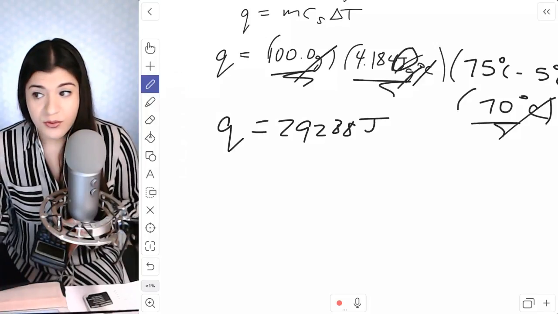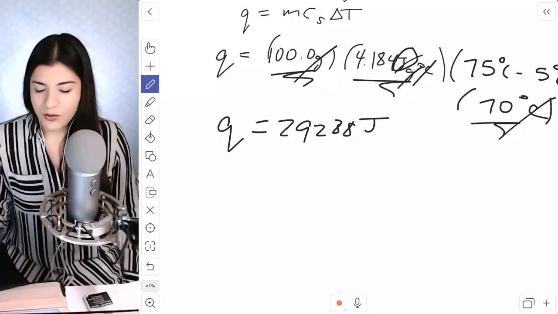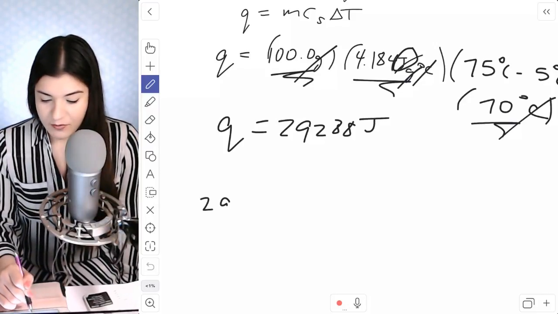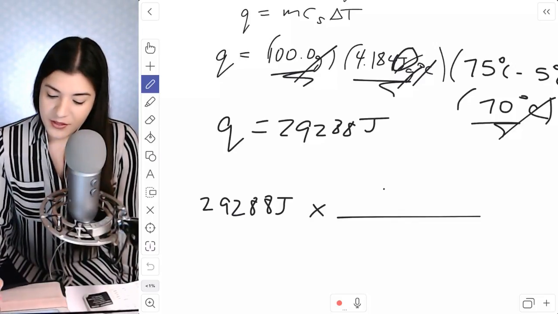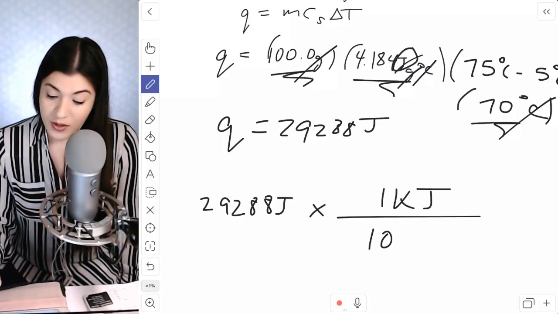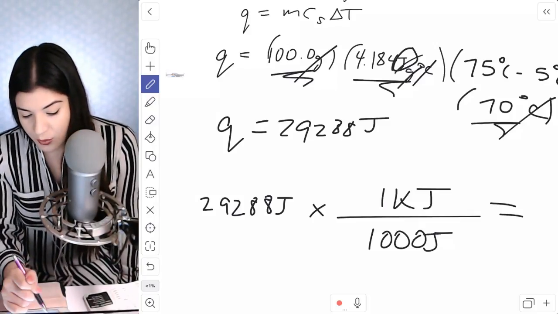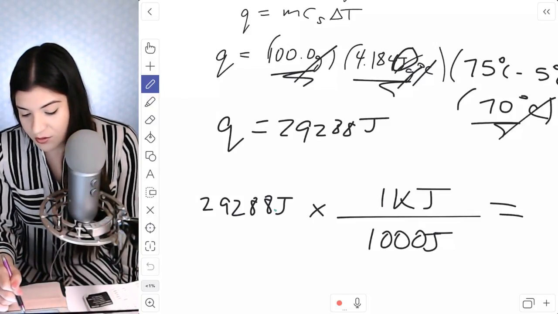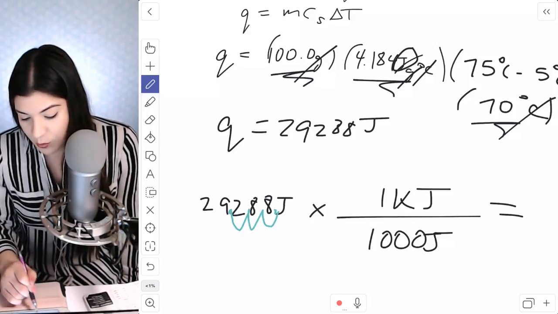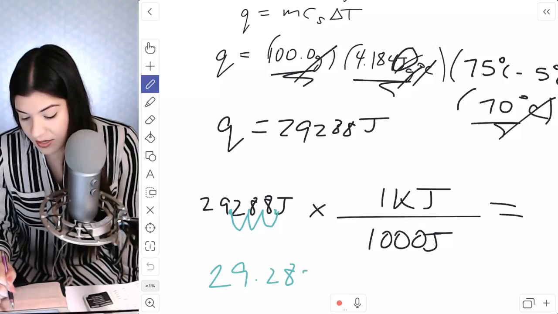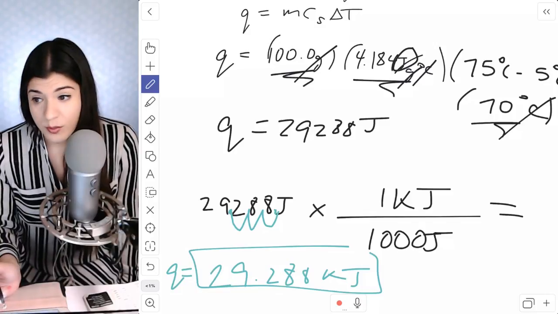Sometimes they ask you to convert into kilojoules if it's such a large answer. Depends on what your teacher wants. But in this case, I can show you both. I would multiply this by 1 kilojoule over 1,000 joules. And in this case, I would really just move the decimal place over 1, 2, 3. And then it would have been 29.288 kilojoules. Okay. That would be our overall heat that's absorbed.